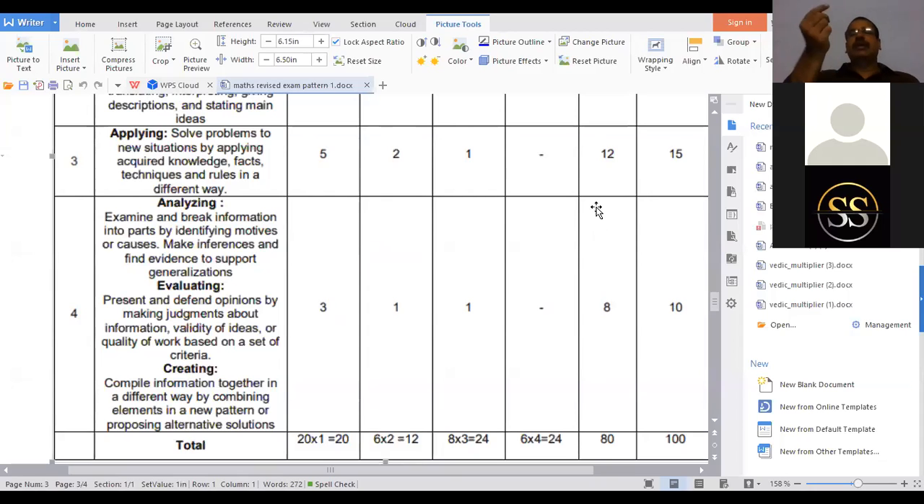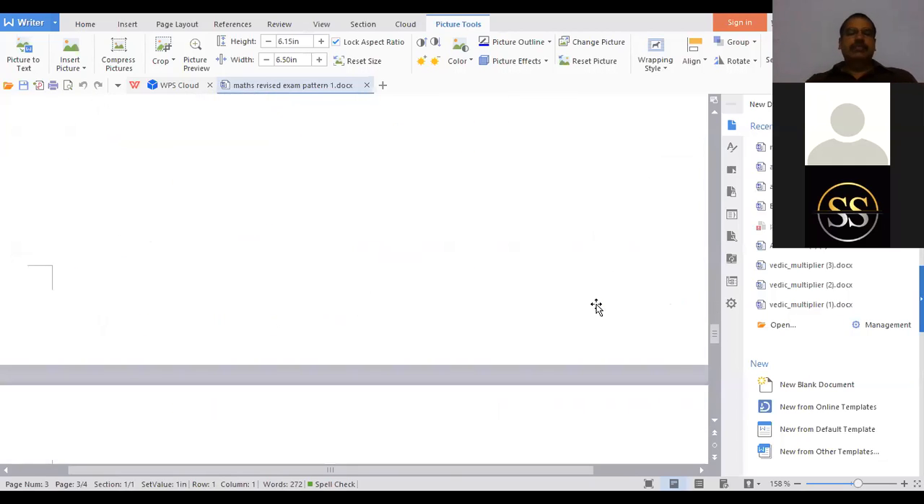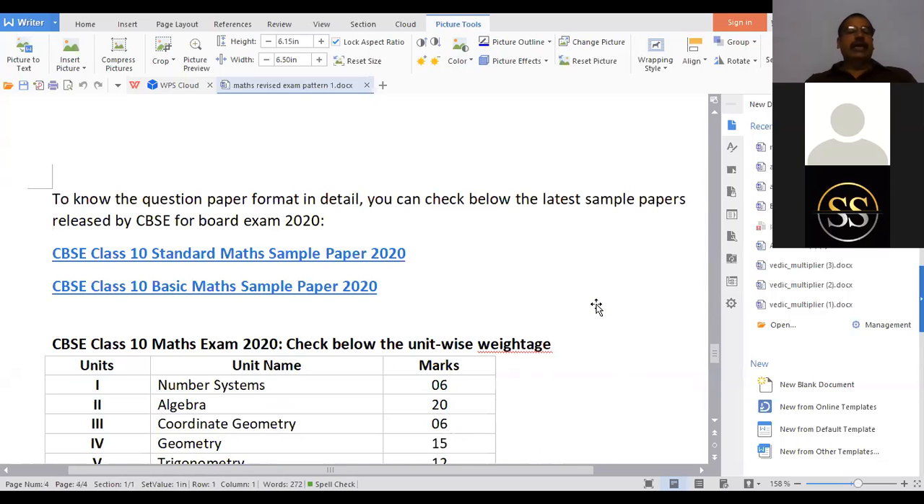There is a difference between standard and basic, but still this year we have a very good result. 20 marks for basic level difficulty. For you, 48 marks. There is a difference in the blueprint. I want you to know the difference between the basic level and standard level. Standard level has 48 marks for higher order thinking levels, and basic level only 20 marks. Okay, this is the blueprint for standard level and basic level.